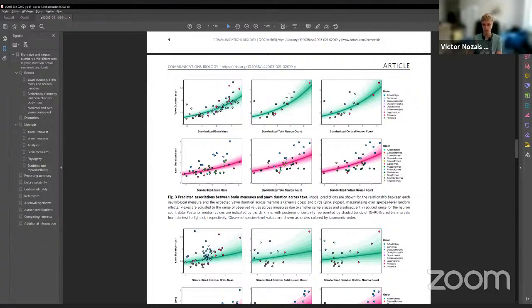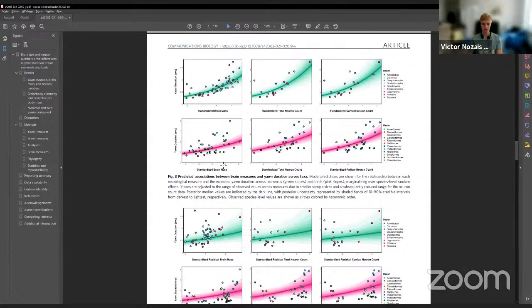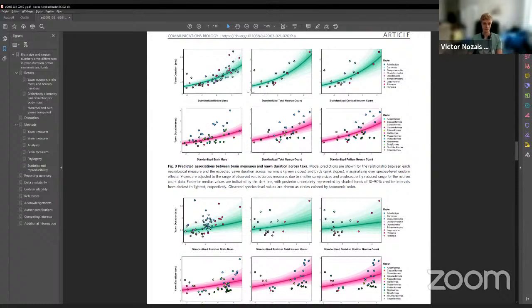So on the top row, it's for the mammals, and on the bottom row, it's for the birds. So you've got the standardized brain size, brain mass, neural count, and cortical neuron count for the two different types of taxa. And you can see a very nice correlation between each brain measure and the yawn duration. So the bigger the brain, or the more neurons, I don't know how to say that in English. The more neurons, okay.